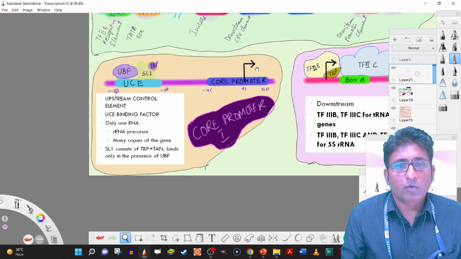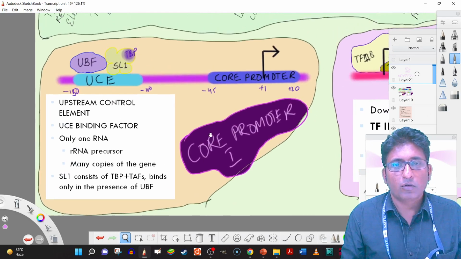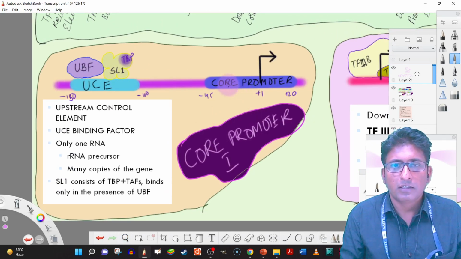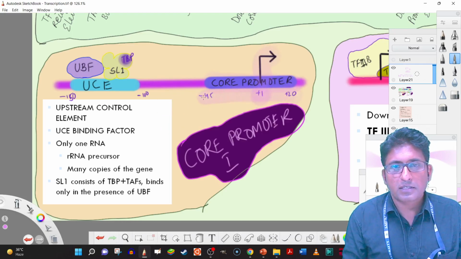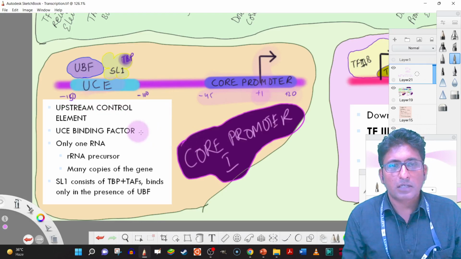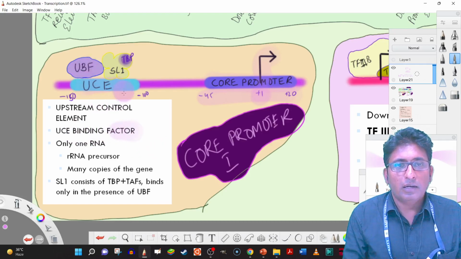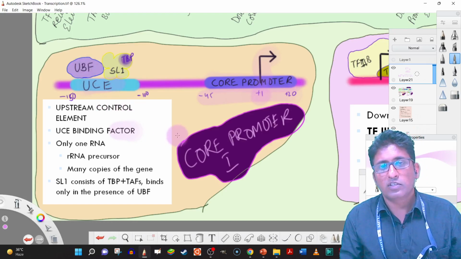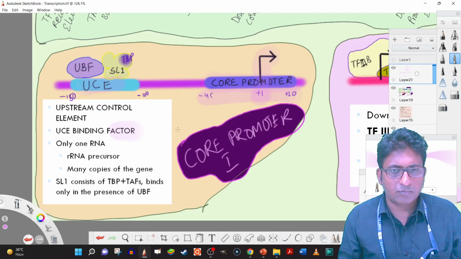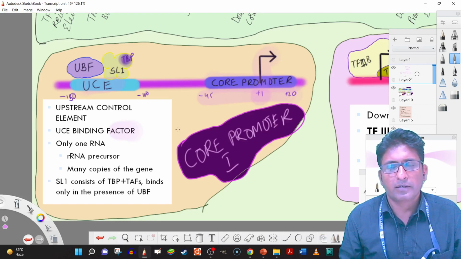Similarly, we have the core 1 promoter, which is much simpler in that way. This is the core promoter, which is where the transcription would start, that's +1, and it is about 60 bases in length. We also have the UCE element, that is the upstream control element, where the protein called UCE binding factor, UBF, is bound. We also have another protein called SL1, which has several domains, putting together several transcription factors, including TBP.